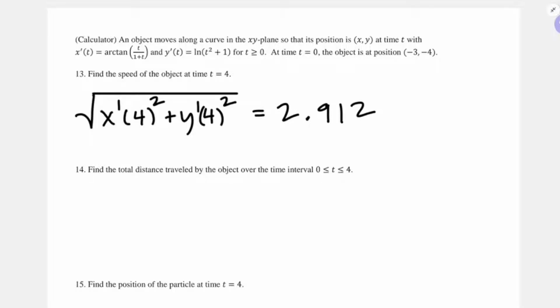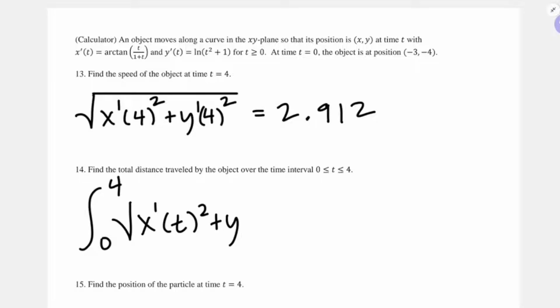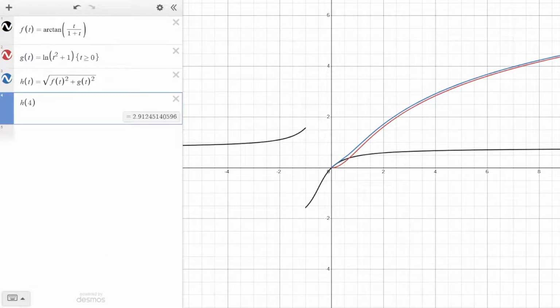All right, and then we will find the total distance traveled by the object over the time interval 0 to 4. So we're going to integrate that, 0 to 4, the square root of x prime of t squared plus y prime of t squared. Integral from 0 to 4 of h of t dt, and that's going to be 6.423.